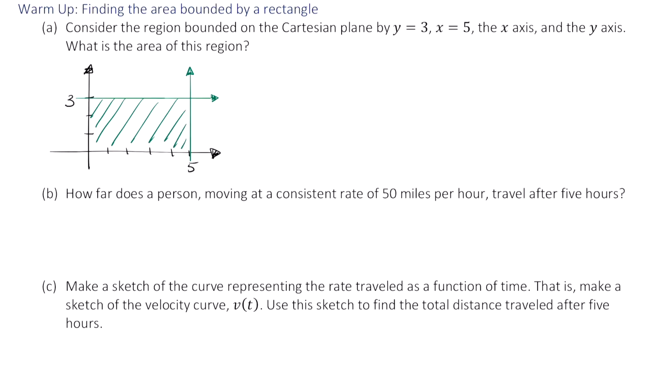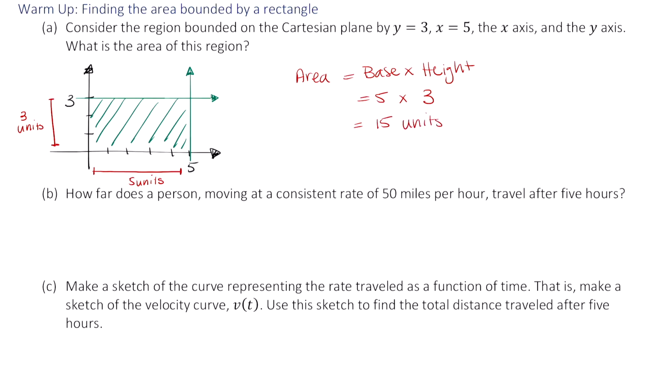What is the area of this region? This can be answered using basic algebra. This distance here is 5 units. This distance here is 3 units. So the area of a rectangle is base times height. So the area here is a base of 5 times a height of 3. So we end up with 15 units squared. And to be a little more thorough, I can actually just go ahead and write units. All right, let's look at part B.